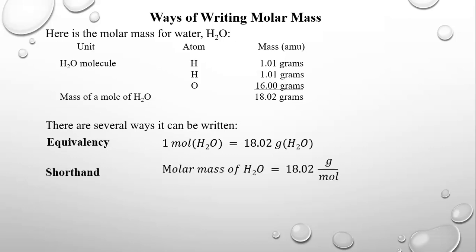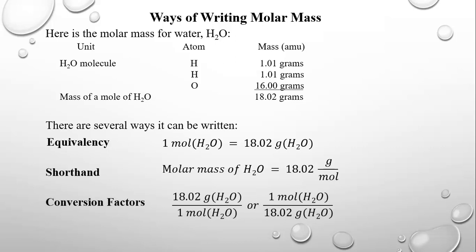Now the way you'll often see it in a problem in a book or on a test is the molar mass of H2O equals 18.02 grams per mole. That's saying exactly what the equivalency is saying. It's just a shorthand way to write it. 18.02 grams per mole is the molar mass of water.